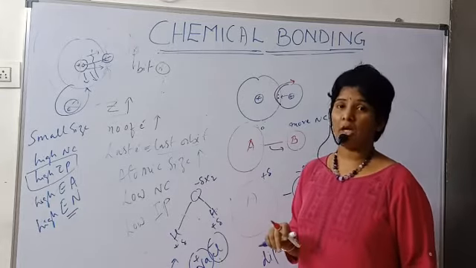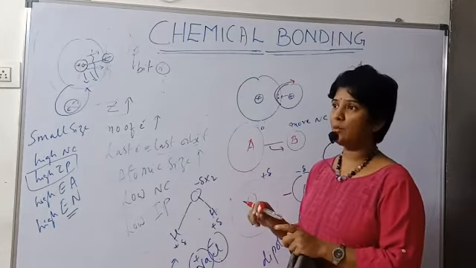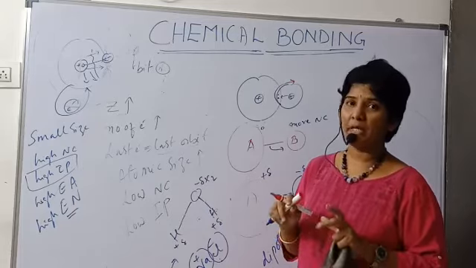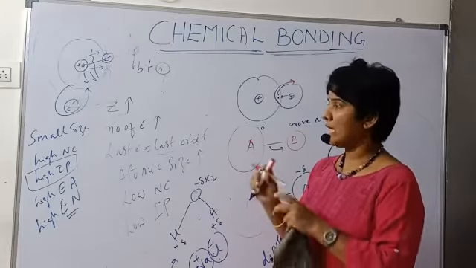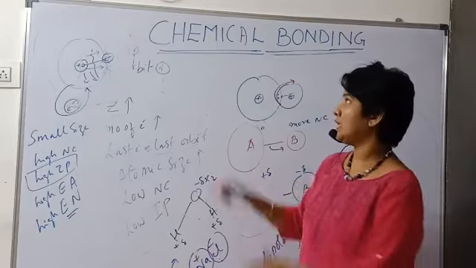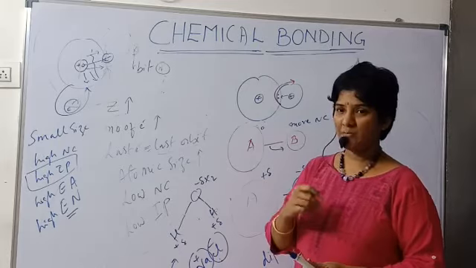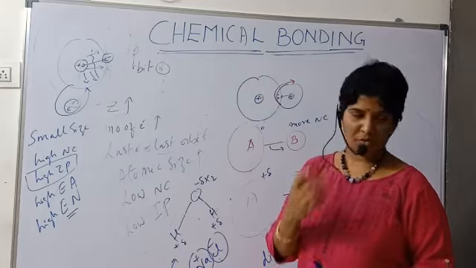Okay, so this is what we should know about the first basics of elements, about large atoms and small atoms. Then after that we can go for the chemical bond. Okay, then I will explain what a bond is in the next video.